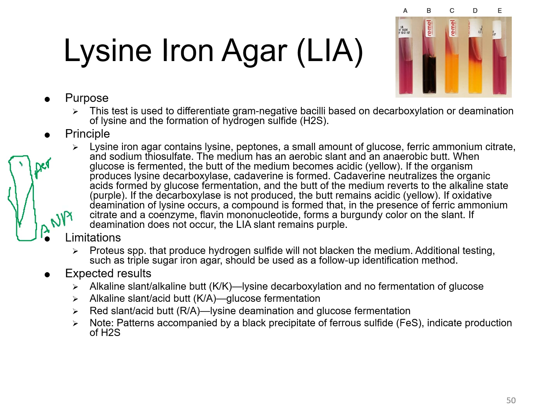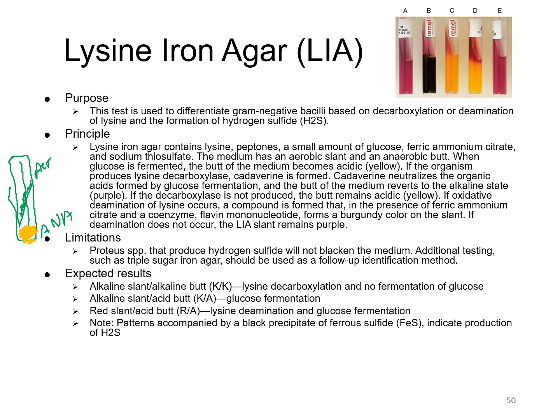So when you introduce the organism, you would stab the slant, and then you would also streak the slant. So you would stab down into the agar to the bottom and streak the slant. And so you're looking to see how this organism will act in the presence of the lysine with and without oxygen. If the organism is able to ferment glucose, then it will actually start to create an acidic environment at the bottom, and it will turn yellow.